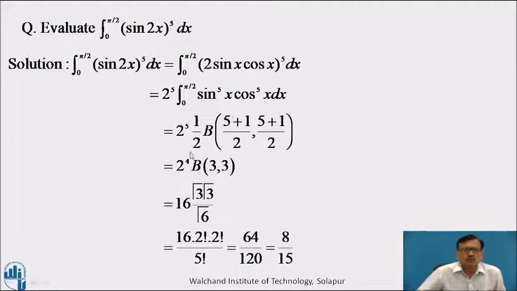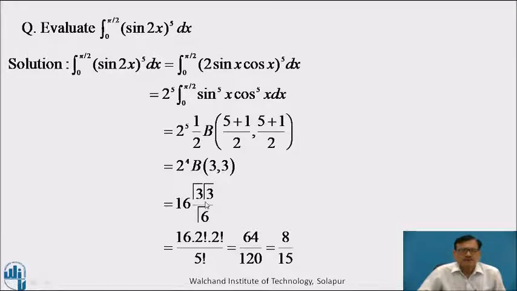Now this integral is reduced to the second form of beta function, or trigonometric form of beta function, which is equal to 2 raised to 5 into 1 by 2 into beta of 5 plus 1 by 2 comma 5 plus 1 by 2, that is equal to 2 raised to 5 by 2, means 2 raised to 4, into beta of 6 by 2, that is 3, comma 3, which is equal to 2 raised to 4, means 16. Using the relation between beta and gamma function, gamma of 3 into gamma of 3 divided by gamma of 3 plus 3, that is 6.